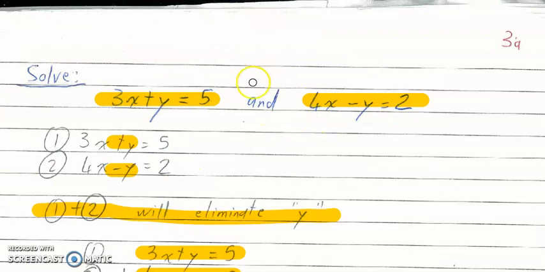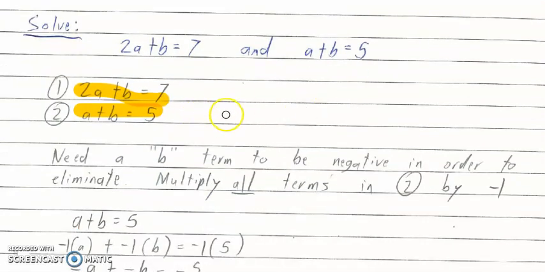Now, in the first example, you saw I had an alternate pair, a positive y and a negative y. Can we all see, in the second one, it's not quite like that. We do have two b terms, but one's positive and the other one is positive. So I need a b term to be negative. I need one of these b terms to be negative in order to eliminate.